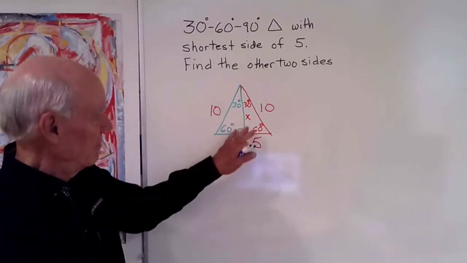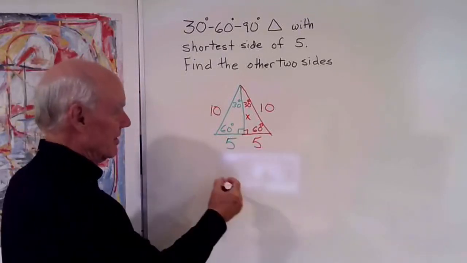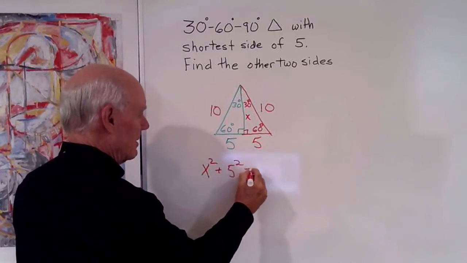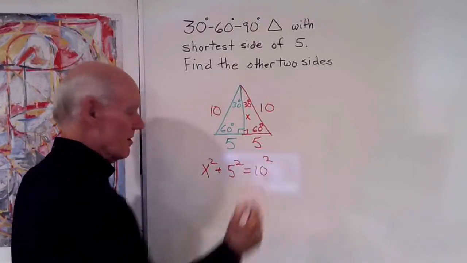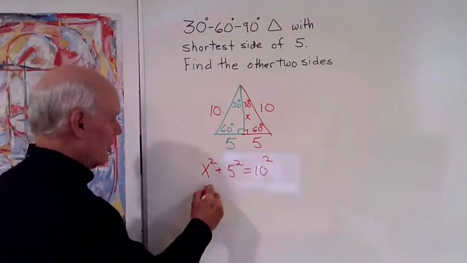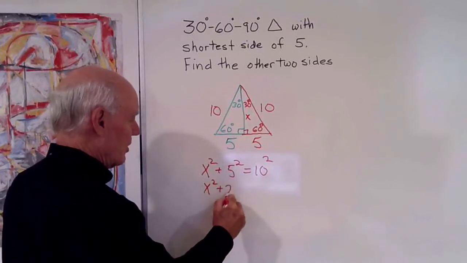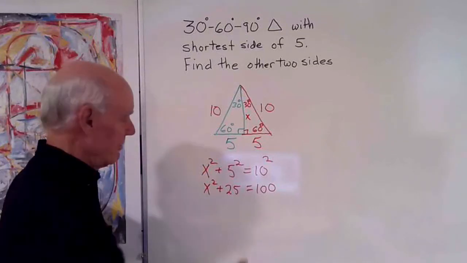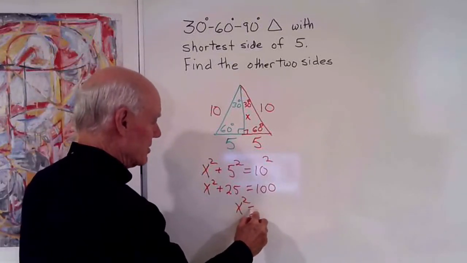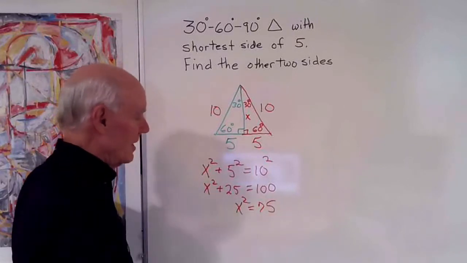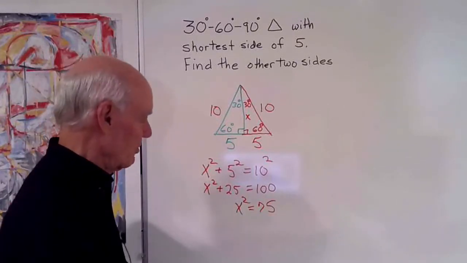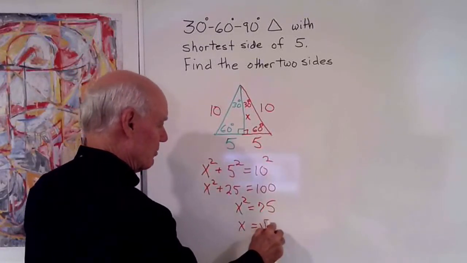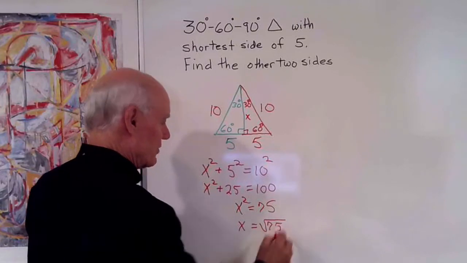Well, I can use the Pythagorean theorem in my little red triangle here and get this. x squared plus 5 squared is equal to 10 squared, just the Pythagorean theorem. So x squared plus 25 is equal to 100. I'll subtract 25 from both sides and get x squared is equal to 75. So I'll take the square root of both sides of this equation. I know that x must be a positive number, so I'm just going to have the positive square root right here, positive square root of 75.